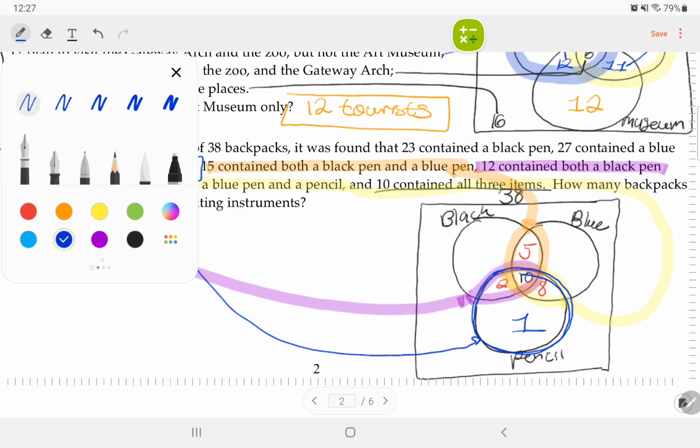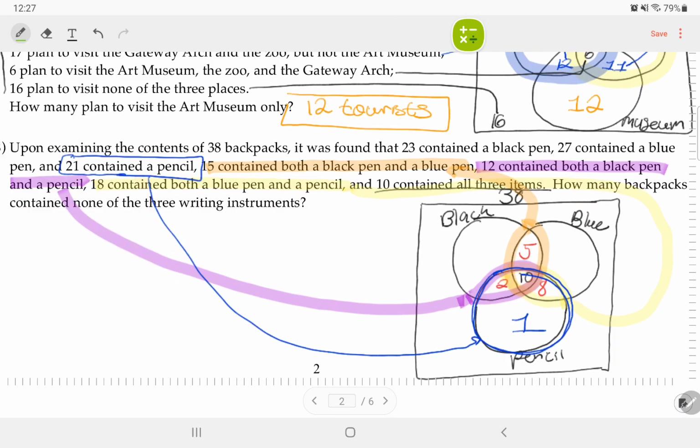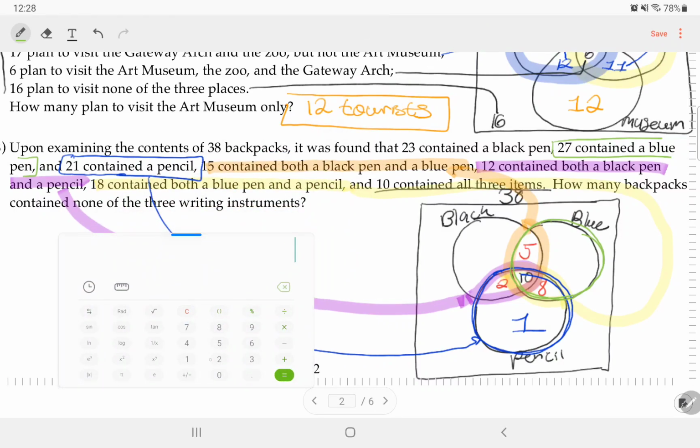Different color. I chose to use green. And it says 27 backpacks contained a blue pen, which means the sum of this circle that I'm circling in green will add up to 27. So we're going to add the 5, the 10, and the 8. So 5 plus 10 plus 8 equals 23. And then subtract that 23 from 27. Minus 23, and that gives us 4.